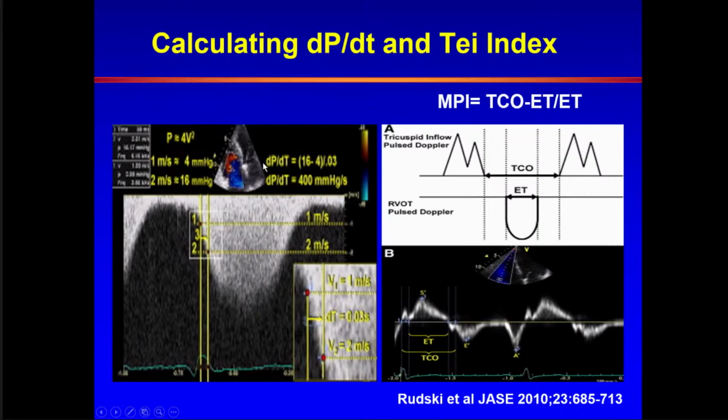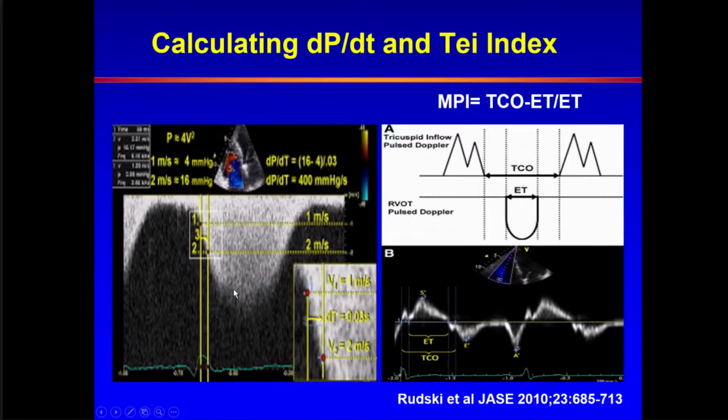And so if we want to calculate that, we want to look at a pressure change. We choose 2 time points, one at a point when the peak velocity is 1 meter per second, and another when the velocity is 2 meters per second. If you use the modified Bernoulli equation and convert these velocities using 4v squared to pressure gradients, you end up with a dP of 16 minus 4. And then all you have to do is measure the time between when the velocity was 1 meter per second and when it was 2 meters per second.